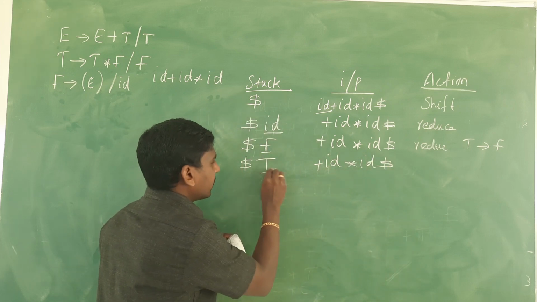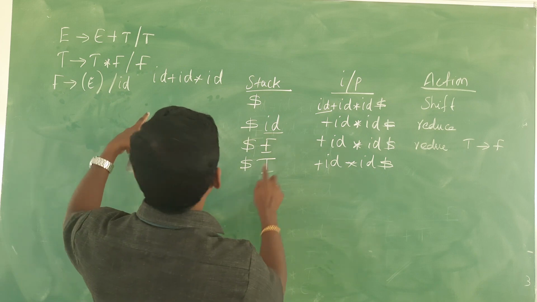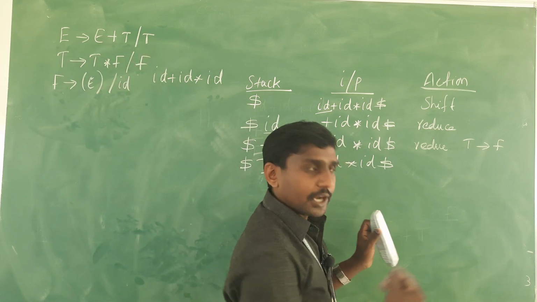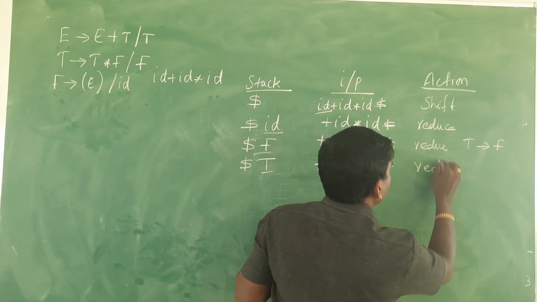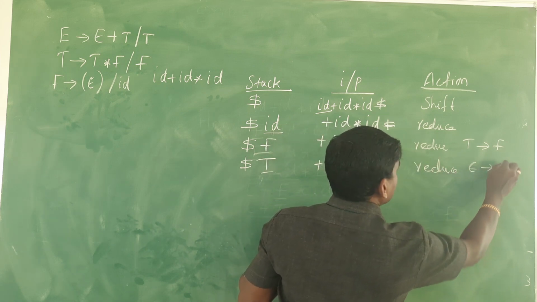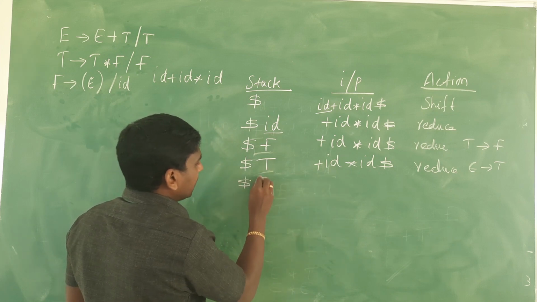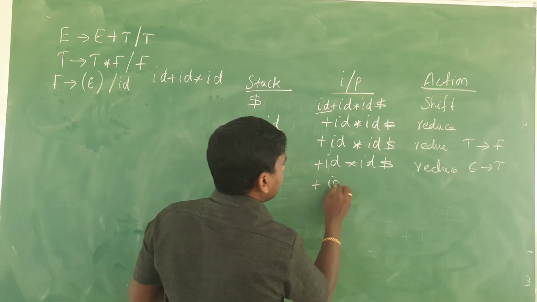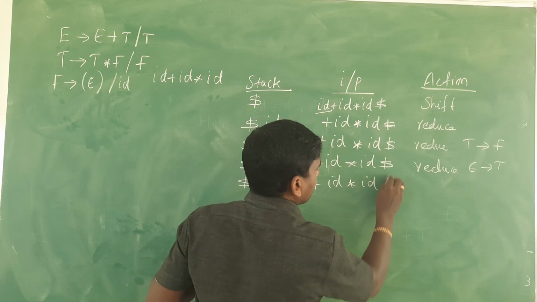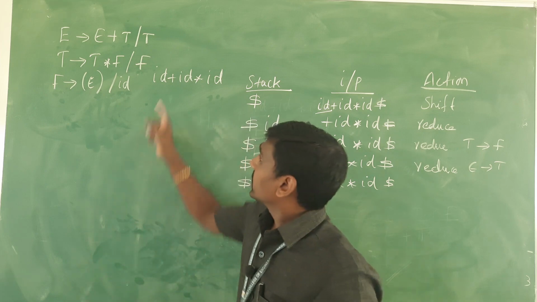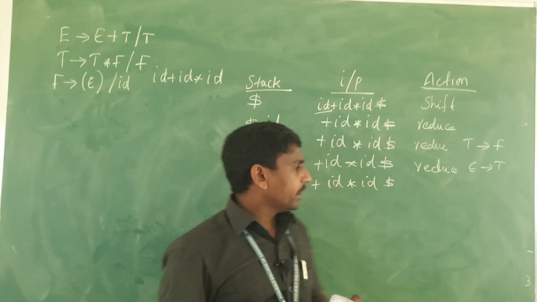Now check whether t has a handle. Yes, e tends to t is there. So shift or reduce? Reduce, e tends to t. So the stack is $ e, and the input is plus id star id $. Now check whether e has a handle. No, there is no production with e, so e doesn't have a handle.